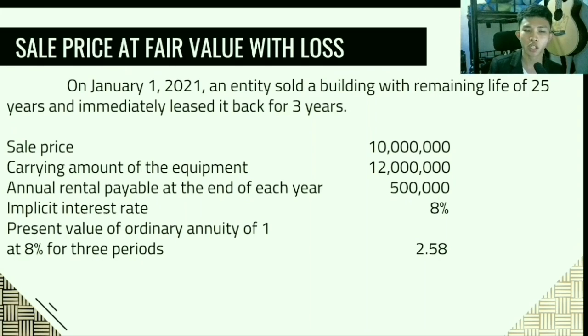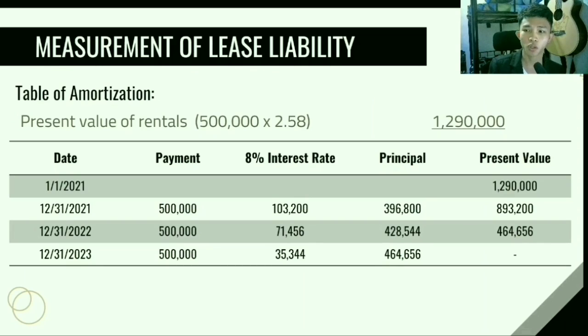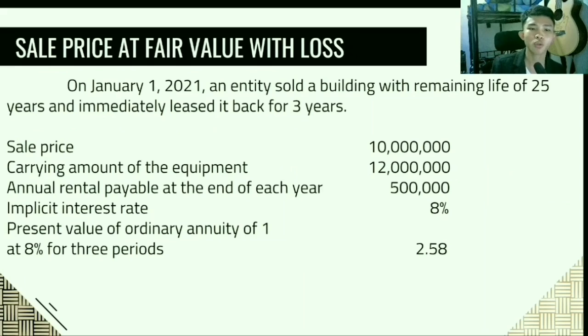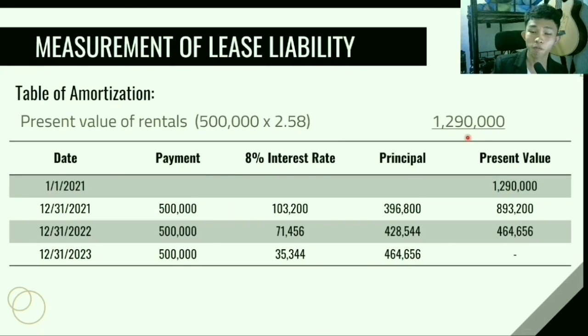Okay, so we will go sa table of amortization natin. Kukunin muna natin yung present value ng mga rentals natin. Okay, so to do that, yung annual rental natin, which is 500,000, okay, so multiply natin siya sa present value of ordinary annuity of 1, which is 2.58, and we will get 1,290,000. Okay, so ito yung present value natin ngayon ng rentals.